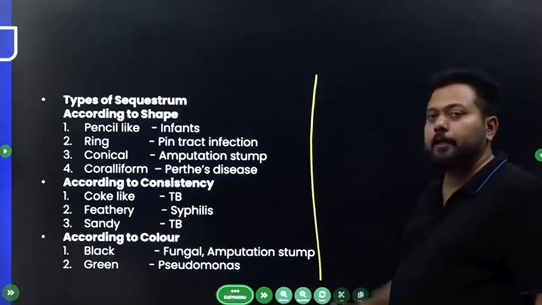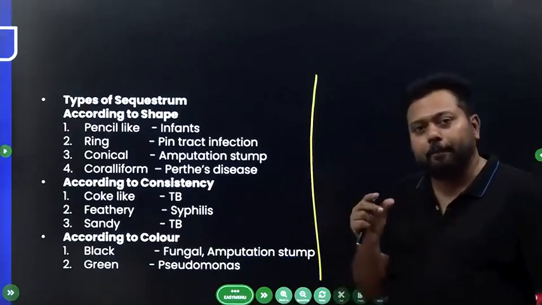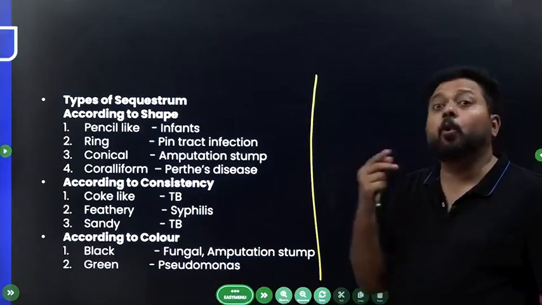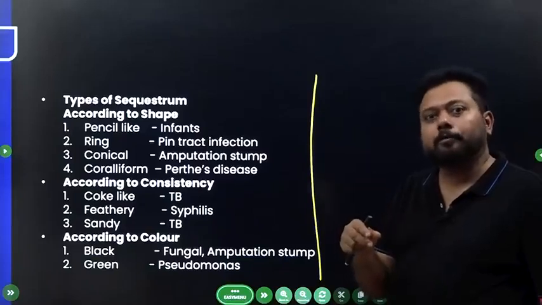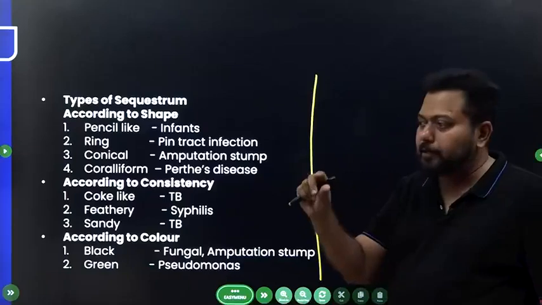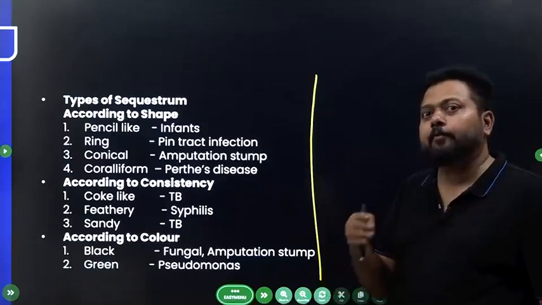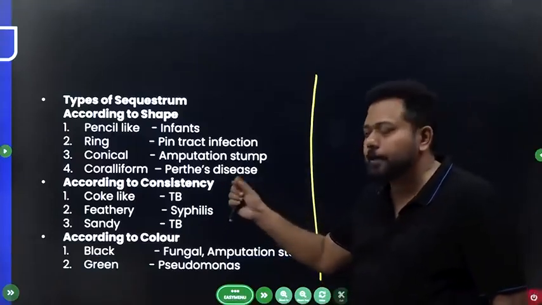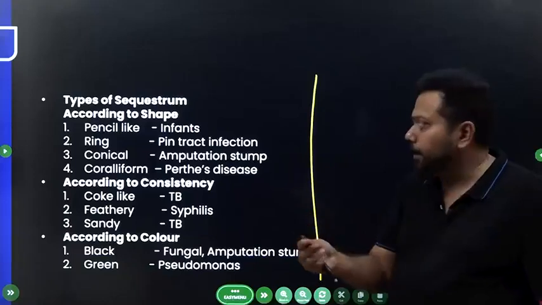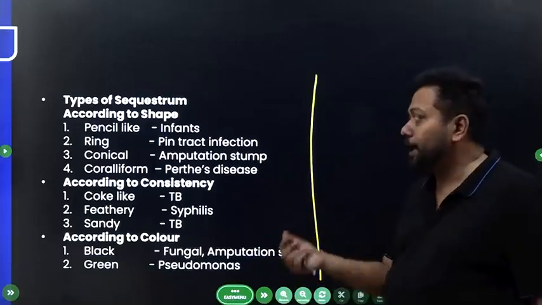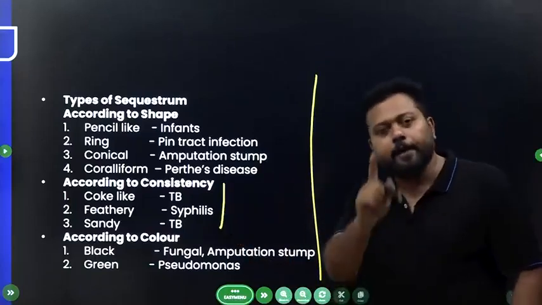According to consistency, Coke like. Coke means most of us think it's a drink, but Coke is a product obtained from coal, a tar like product. Exactly like the drink, the color and consistency are like that, so they named it Coke. When the sequestrum is Coke-like, it's tuberculous chronic osteomyelitis. Feathery, like a feather, is syphilis, an outdated condition. Sandy, like sand, is tuberculous. These questions have been repeated many times, this year also. Again, this will come, dear friends.